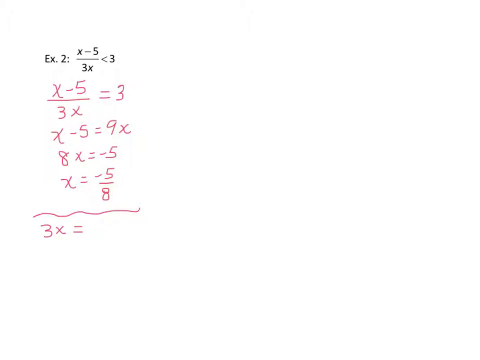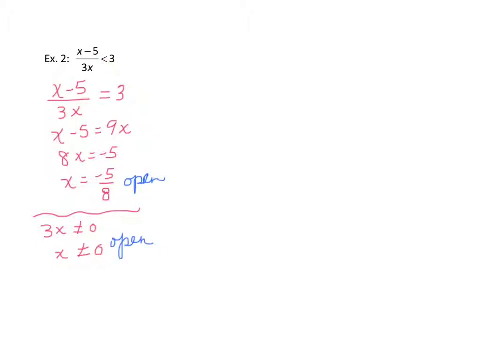Okay, let's try another one here. Again, we begin by solving the inequality as if it were an equation. So this gives us x minus 5 equals 9x, which means that 8x will equal negative 5. x equals negative 5 over 8. So this is a 0 for us. We have restrictions in that 3x cannot equal 0, which means x cannot equal 0. Notice that we have a less than symbol without the equal to underneath, and so all circles will be open. Interval notation will contain all parentheses.